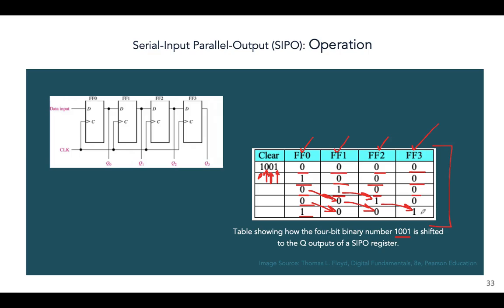Now all you have to do to take it out, just open all these tabs, open them all up, and you get all the 4 bits at the same time. You get 1 0 0 1 simultaneously. And that's the entire operation of a serial input, parallel output shift register.